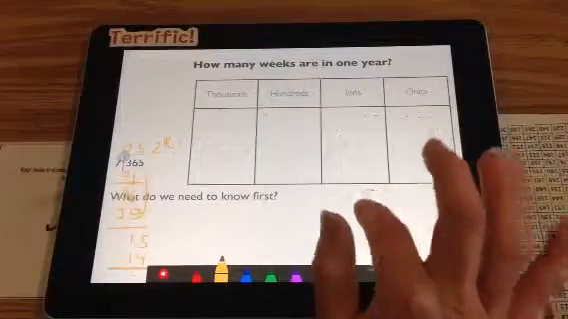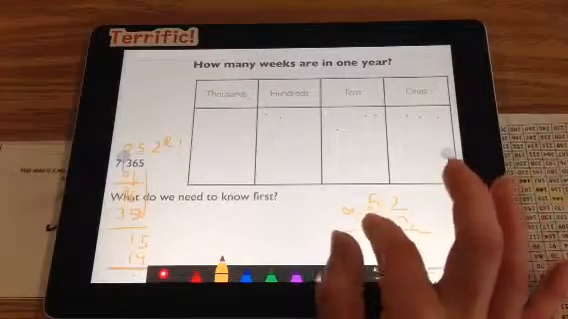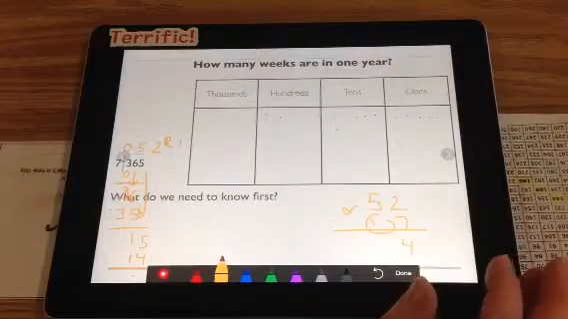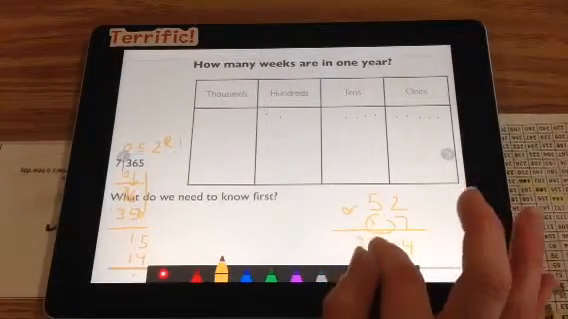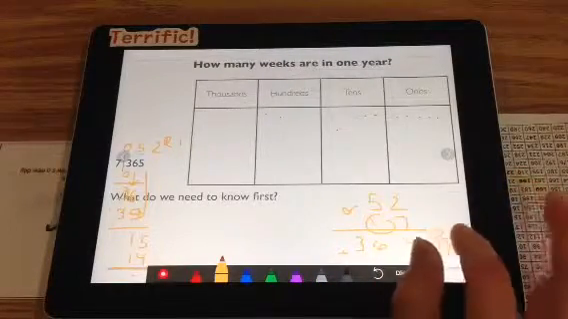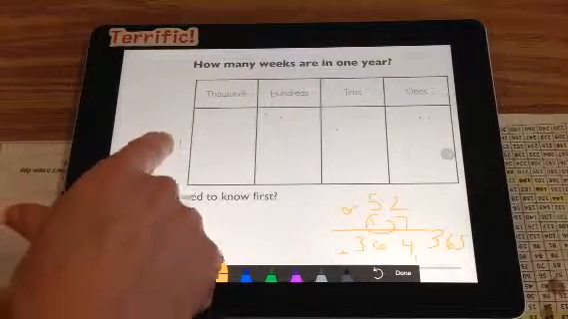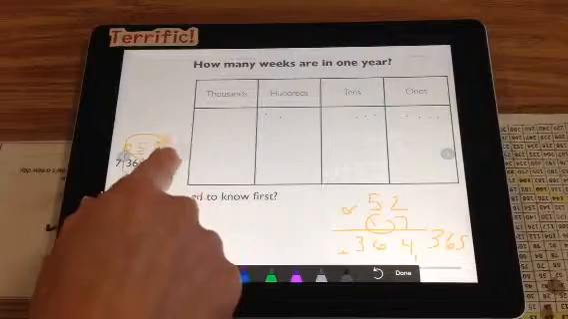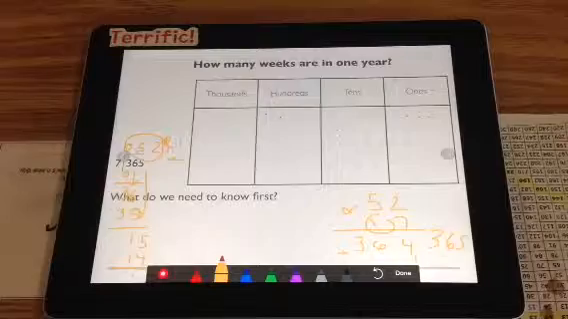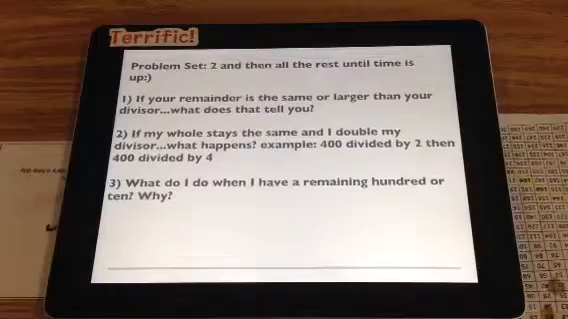To check it, we take our quotient, which is 52 times 7. 7 times 2 is 14. Carry the 1. 7 times 5 is 35, plus 1 more is 36. Plus 1 is 365. So how many weeks are in 1 year? There are 52 weeks in 1 year. What is that remainder 1? It's just 1 extra day. So my answer statement would read, there are 52 weeks in 1 year. And that's all for lesson 28.